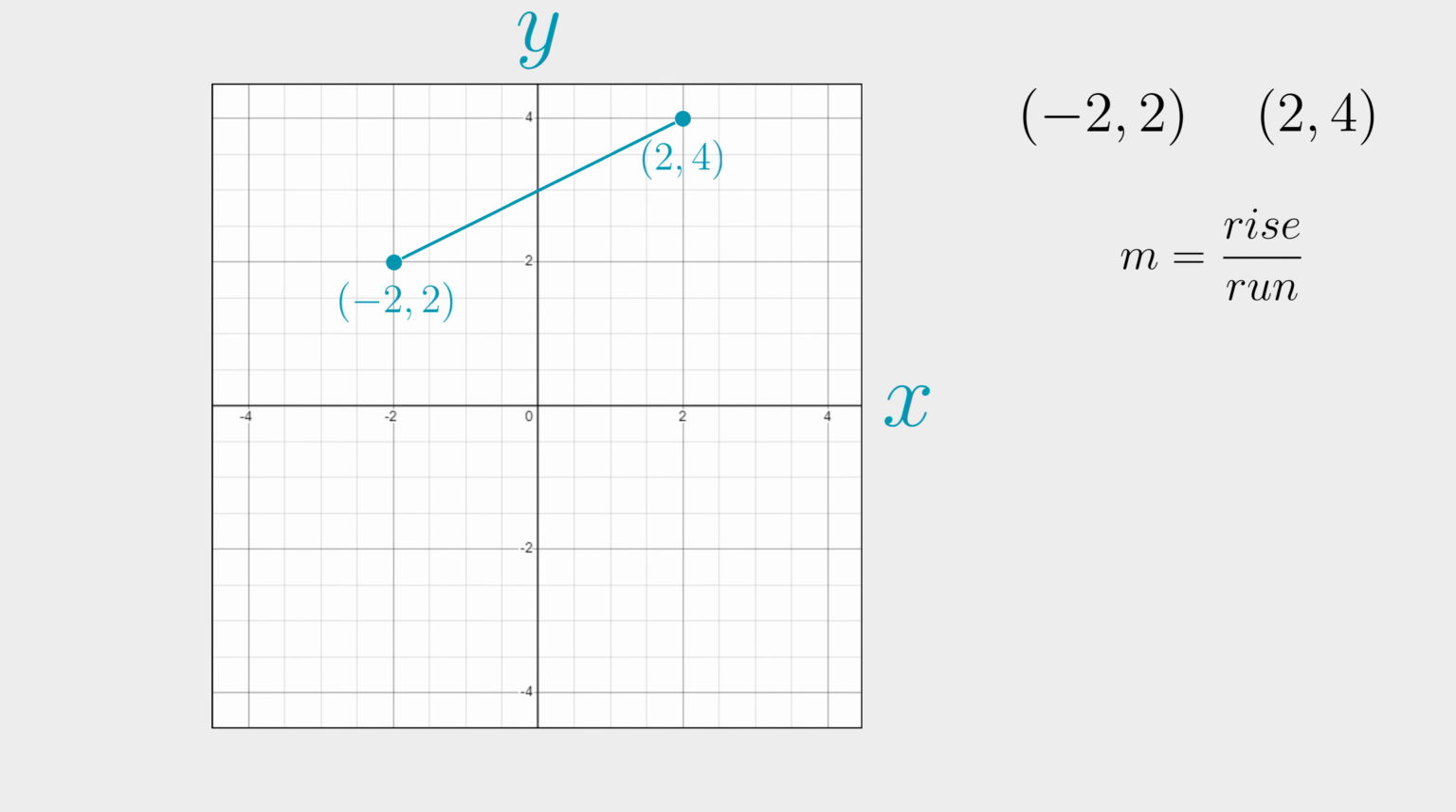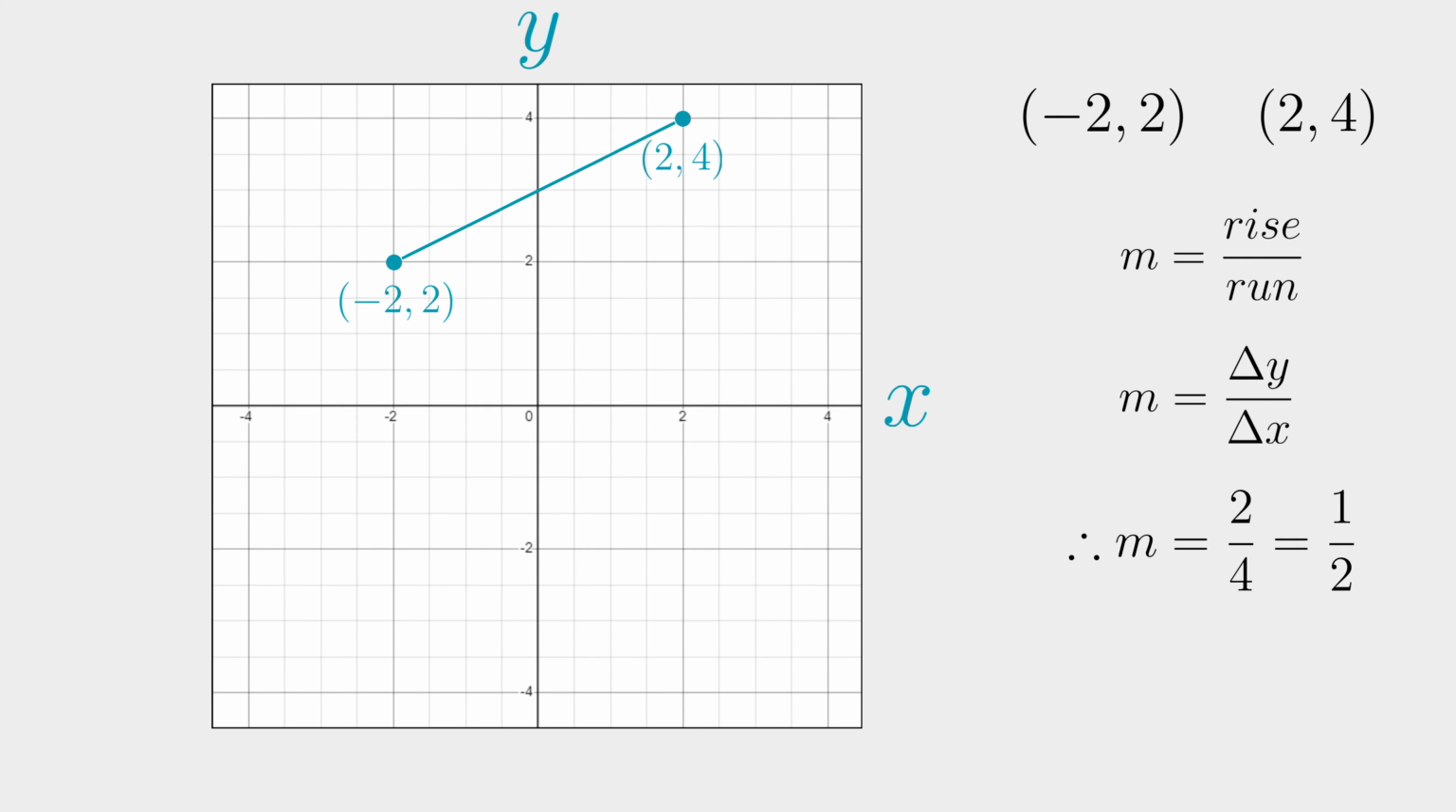This can be expressed as the change in y over the change in x. Change is denoted by the triangle here. These two coordinates have a rise of 2 and a horizontal run of 4. So the gradient will be 2 over 4, which simplifies to a half.